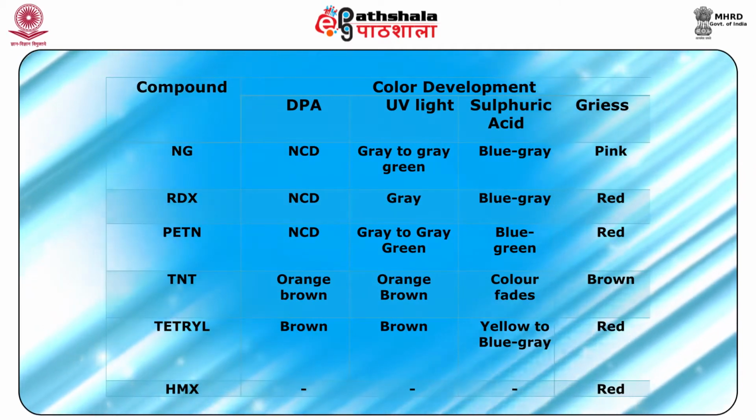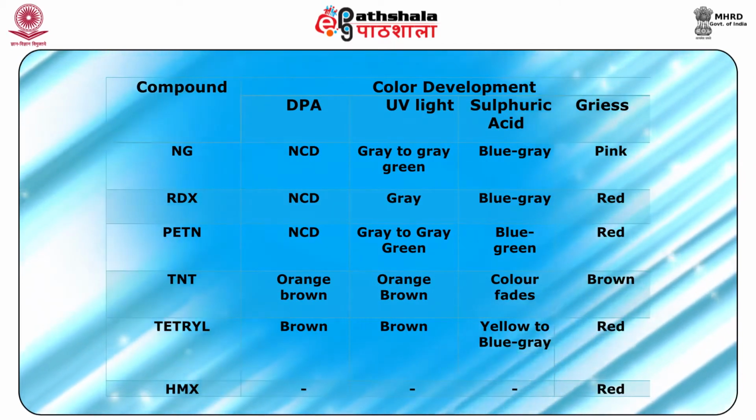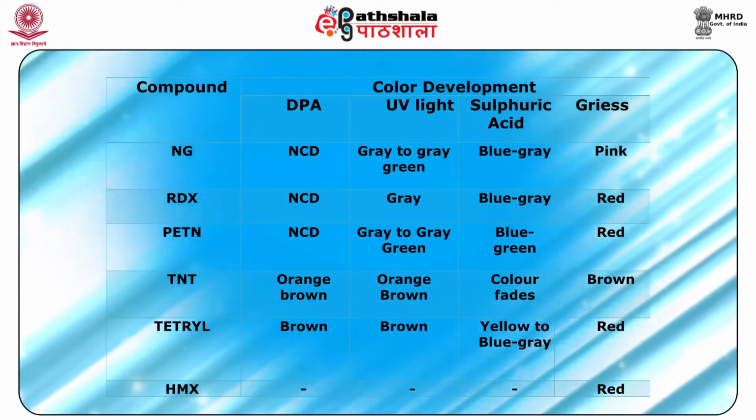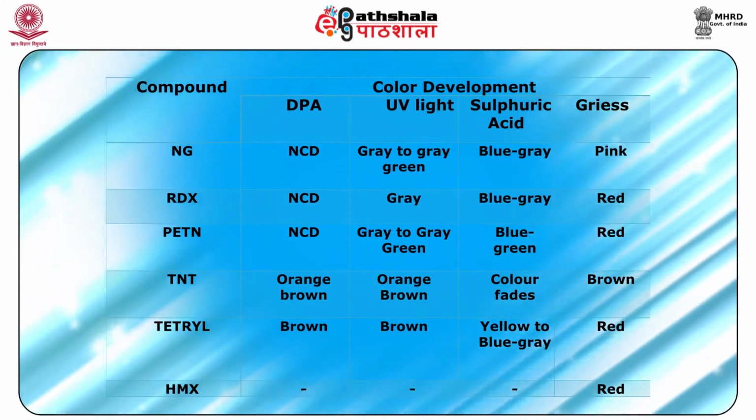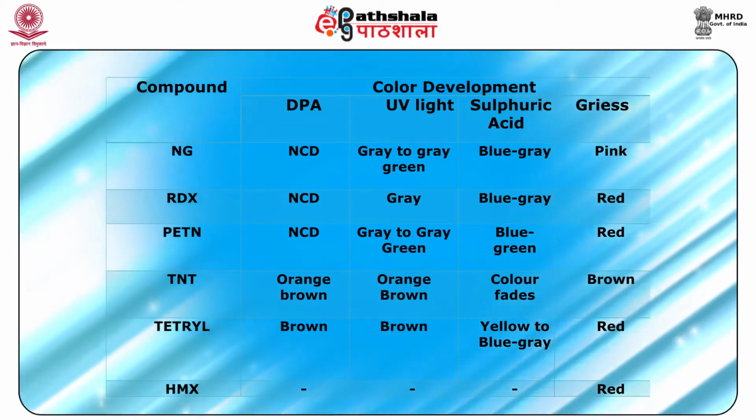DPA spraying will give no color. UV light will give you grey to grey green. Sulfuric acid will give you blue green, and Griess reagent will give you red.